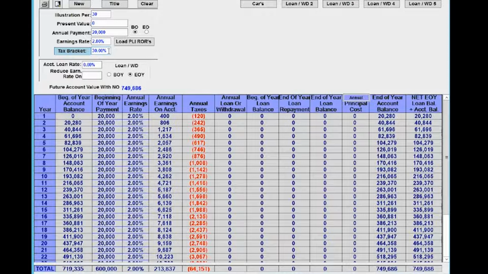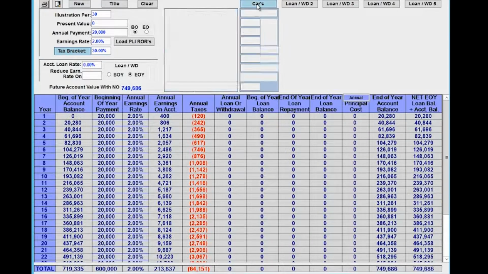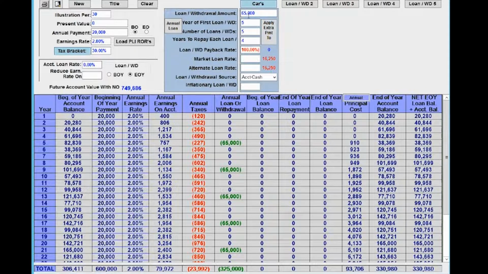And what we're going to do is buy cars, and the cars that we're going to be buying are $65,000. Just to go back to the last video, staying consistent, we're buying our first car in year 5. We're going to buy 5 cars throughout our life, and because I'm going to show a combination of all of the above, we're first going to pay cash.